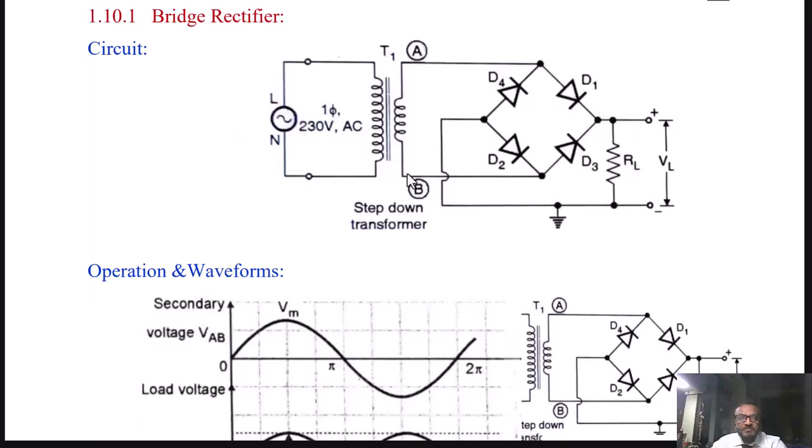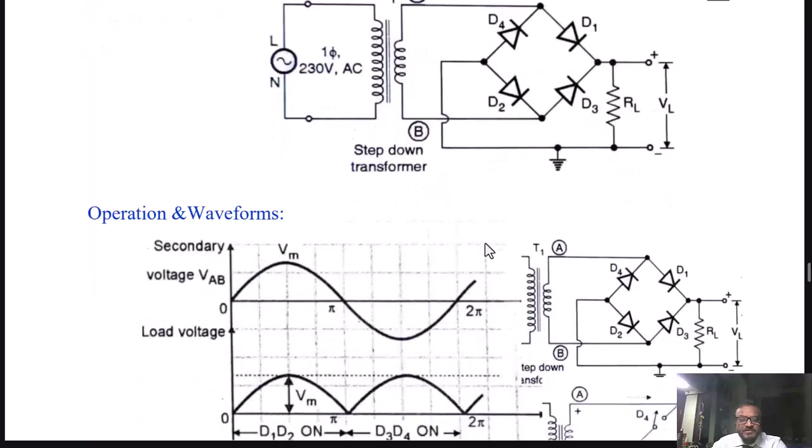Here in the circuit diagram, it is shown that there is a step down transformer T1 and the secondary winding feeds the diode bridge. There are four diodes D1, D2, D3 and D4. The function of these diodes is to rectify the secondary AC signal to the unidirectional DC voltage across the load. Let us see how it does it by understanding its operation.